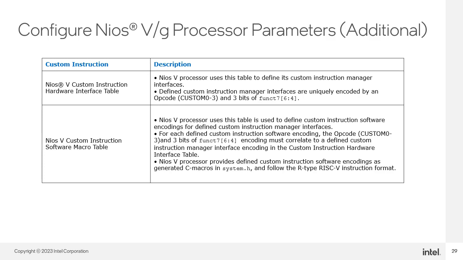For each defined custom instruction software encoding, the opcode custom 0 to 3 and 3 bits of funct7, 6 to 4, encoding must correlate to a defined custom instruction manager interface encoding in the custom instruction hardware interface table.